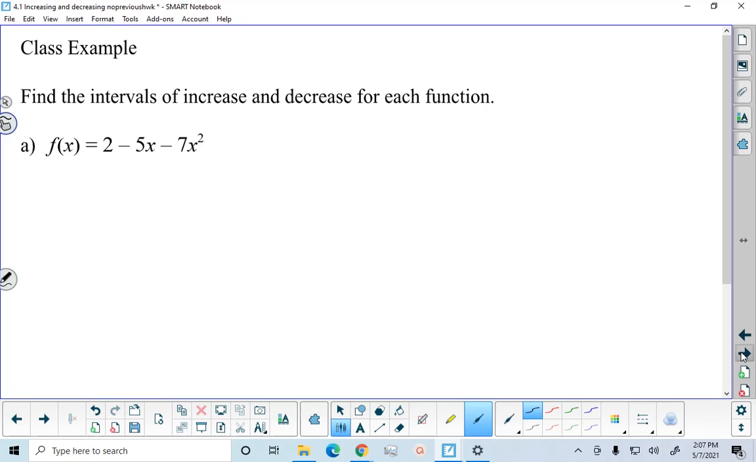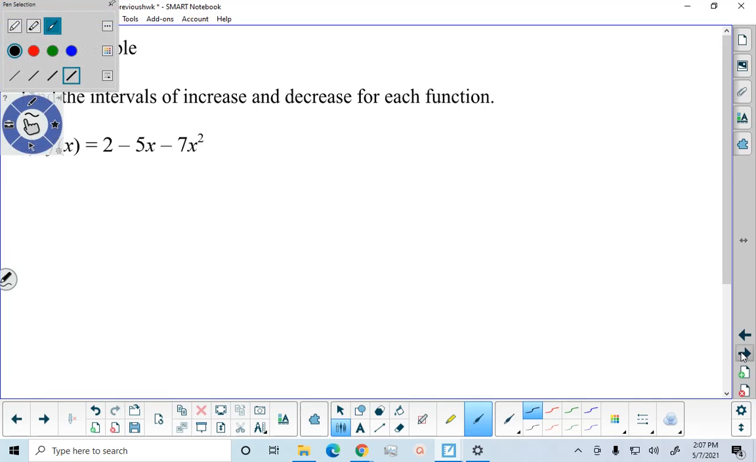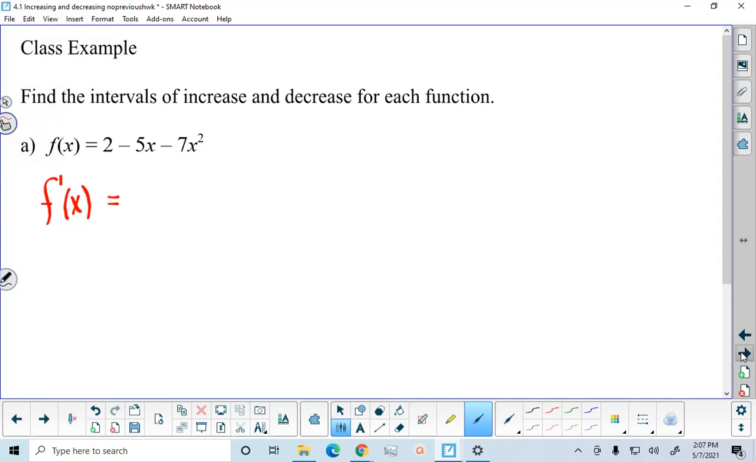So we're going to find the intervals of increase and decrease for each function. The first thing we need to do is determine the derivative. So I'm going to stick with the f notation here, even though it's my least favorite type of notation. f prime of x here is negative 5 minus 14x. We don't have to worry about thinking about distances and volumes and anything. It's just straight math right now.